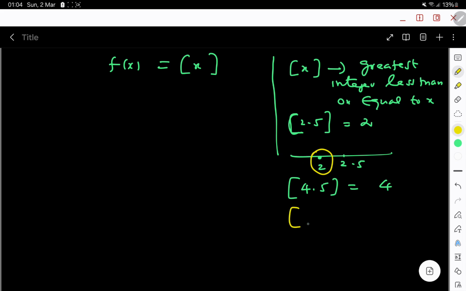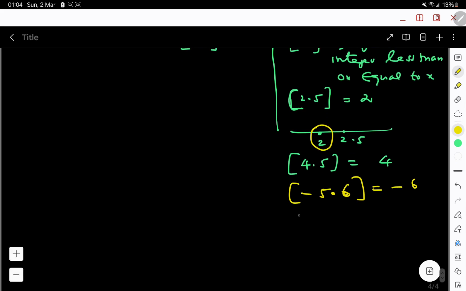Okay, similarly, greatest integer of minus 5.6. What is the greatest integer less than minus 5.6? It is minus 6. Okay, not minus 5, not minus 4. Similarly, greatest integer of 3 is the same, 3. So no value on the left side is greater than 3, so the greatest integer of 3 is 3. Okay, greatest integer of minus 4 is what? Same, minus 4. If it is a whole number, positive or negative, we write it as it is.